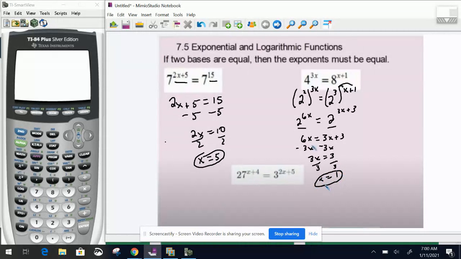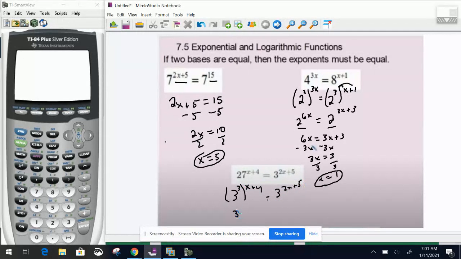So in going through this, you've got to look at the bases. If they're already the same, like this first example, easy. If they're not, we've got to ask ourselves, is this a perfect square, perfect cube, or perfect fourth power? You can go back and look at, I believe it was our 6.2 notes, where I handed out that power sheet to rewrite these. So 27 can be written as 3 to the third power, to the x plus 4, is equal to 3 to the 2x plus 5.